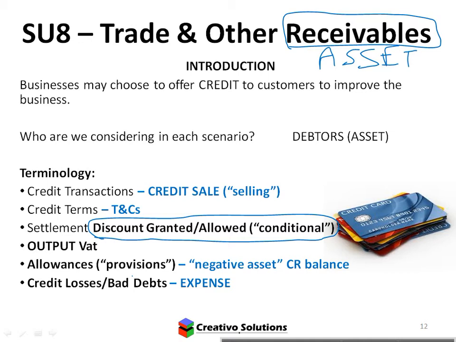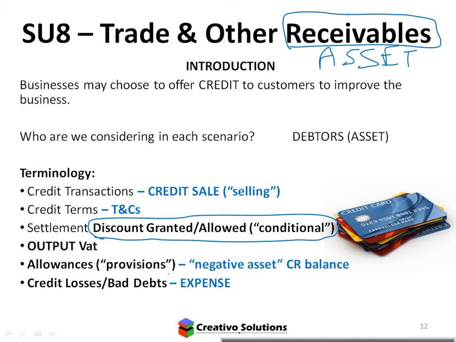Right, this is new: allowances. We'll discuss what they are. An allowance is just a negative asset. It's something that allows us to present information more accurately. We'll discuss that just now. And then you've got a credit loss or a bad debt. Do debtors always pay? No. And if they don't pay, you need to write them off. If bad debt is written off, it's considered an expense. That's what you're looking at.